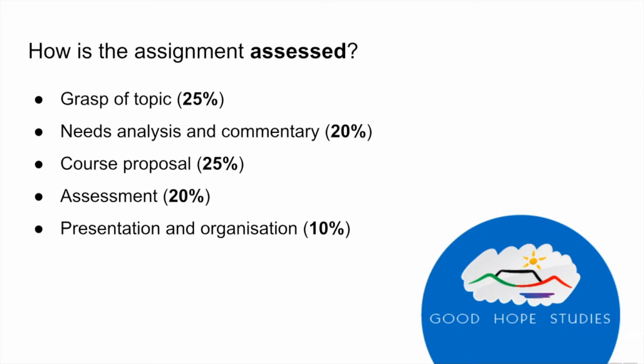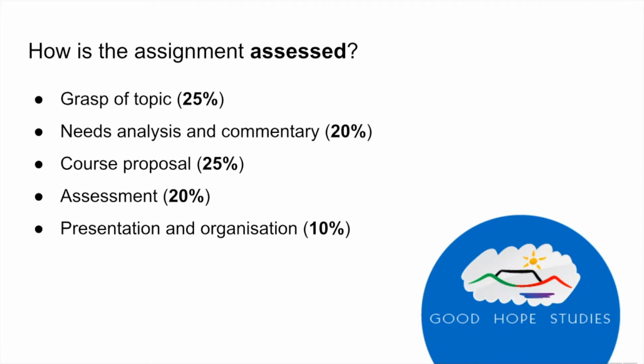So here is how the assignment is assessed. 25% of your marks go to how well you understand the topic. This includes reviewing the relevant literature and showing that you understand the key issues of the topic area and applying this knowledge to your experience of teaching. 20% of your marks goes to your needs analysis and the commentary related to that. So you need to identify the key principles of needs analysis and diagnostic testing. You then apply that to your learners or your learner group. You do an analysis of their needs, and then you discuss the priorities of these needs.